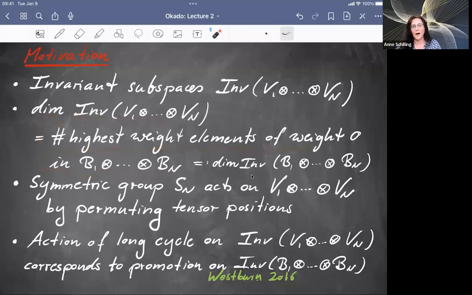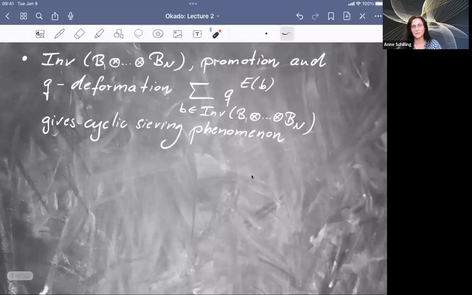If something is of highest weight of weight 0, then these are basically singleton nodes in our crystal. And the symmetric group acts on these tensor products just by permuting the tensor positions. One thing that Bruce Westbury showed in 2016 is that the action of the long cycle corresponds to the action of promotion on this invariant subspace. And we will use this using crystals. So I will define for you what the promotion does on the crystal, and in particular on these invariant subspaces or highest weight elements of weight 0.